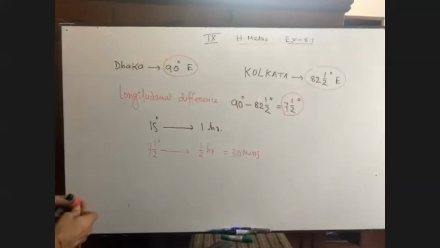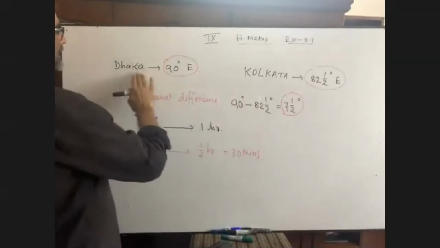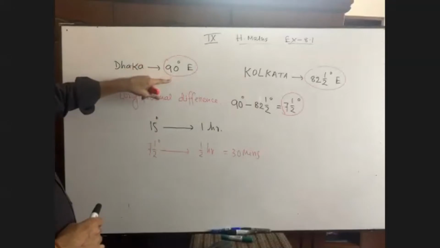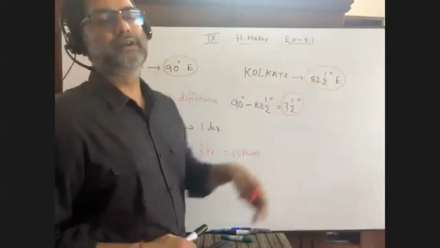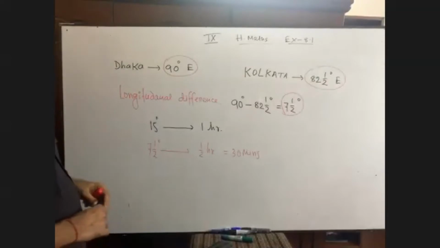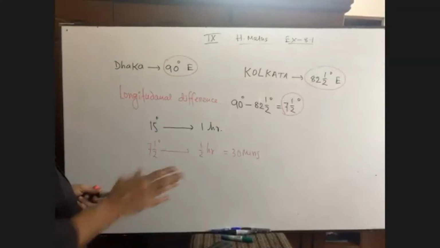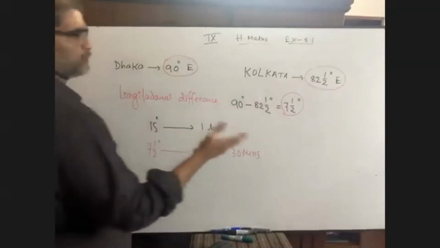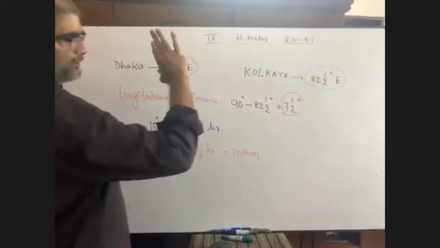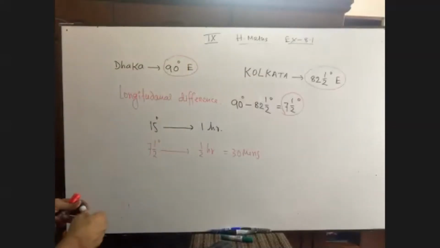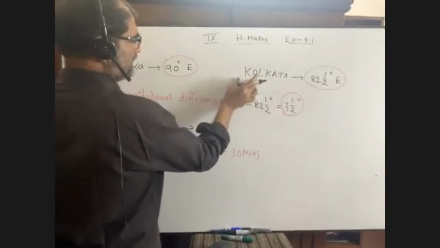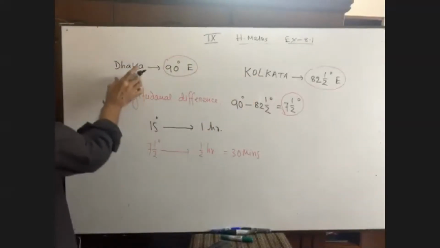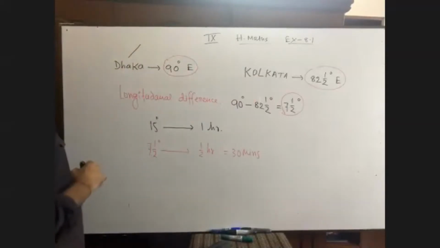Okay. Kolkata is behind Dhaka, because Dhaka is 90 degree east and Kolkata is 82.5 degree east. Have you got me? Kolkata is behind Dhaka. So if a place is behind another place, its time will be what? Its time will be behind.